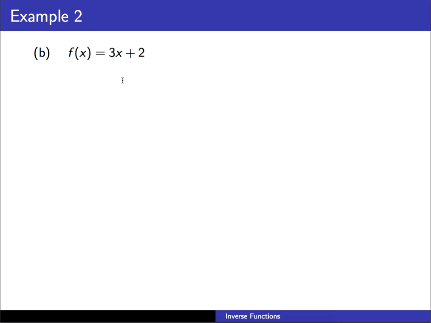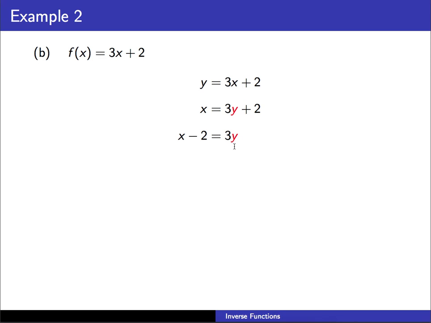Part B, f of x equals 3x plus 2. So we'll make it y equals 3x plus 2. Switch the x and the y. And we want to solve for this y. So first thing we're going to do is get rid of any addition or subtraction. So we'll get rid of this plus 2 by subtracting it from both sides. So we get x minus 2 equals 3 times y.